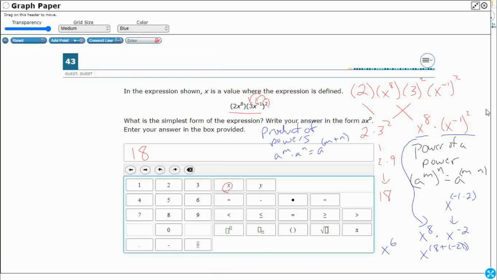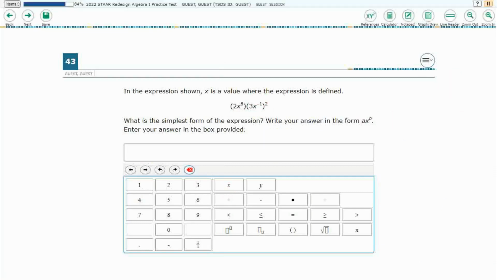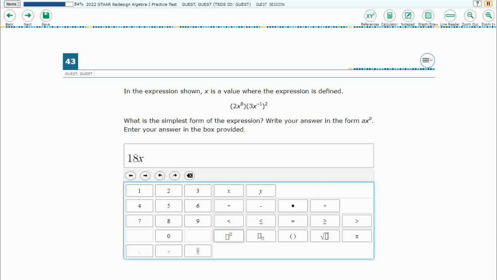Okay, so it looks like that's what I've got, 18 x to the 6th. So let's bubble that in, or type that in. We're going to do our 18. Okay, then we need our x. And then we need to hit that little button right down there to get the exponent to the 6th. That's our answer.